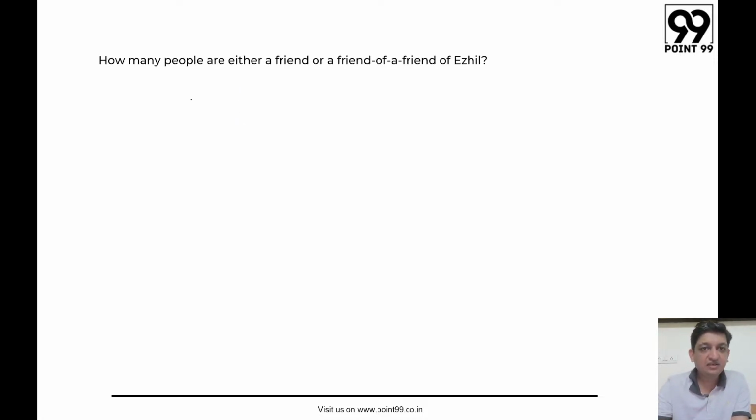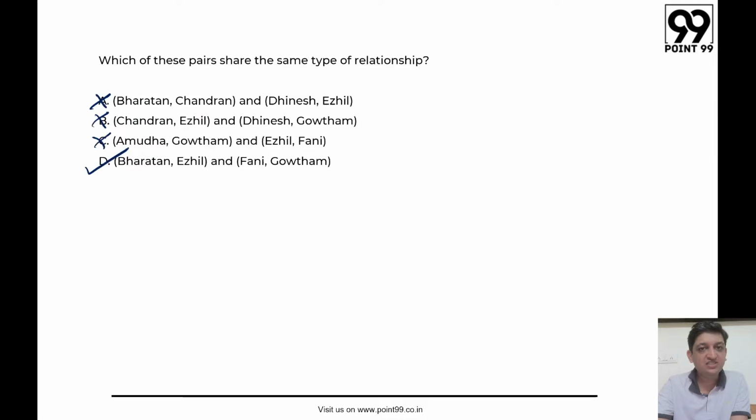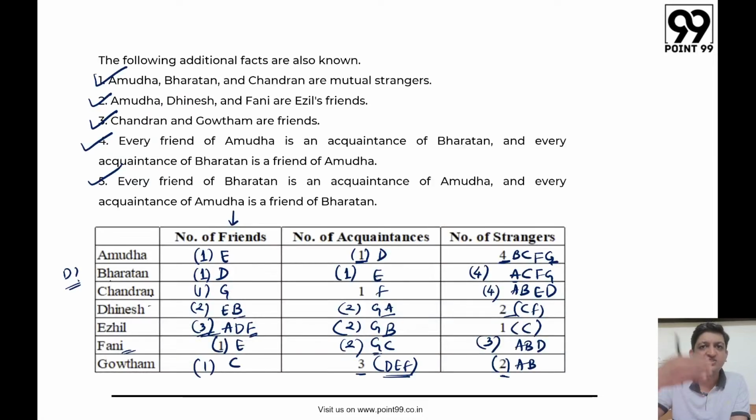And the last question: how many people are either a friend or a friend of Eril? So Eril के direct friends, या जो first degree friends बोलते हैं. So Eril's direct friends are A, D, F. So A, D, F are direct friends of Eril. A का friend is E, तो E is not to be considered.